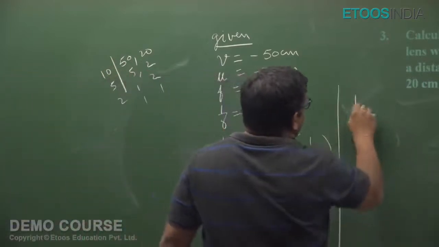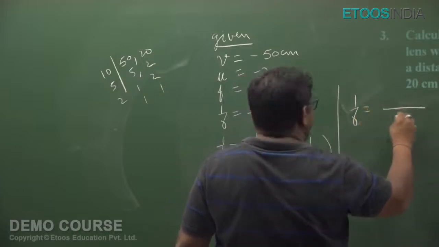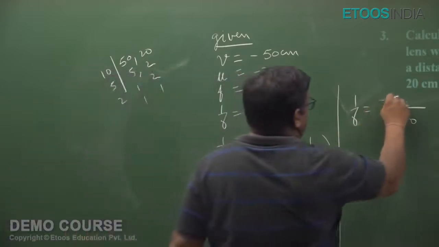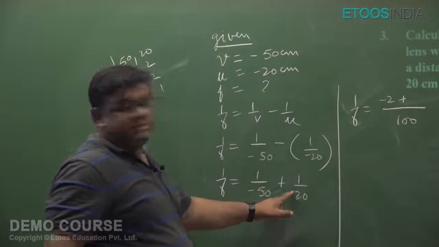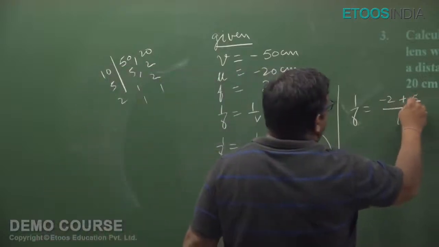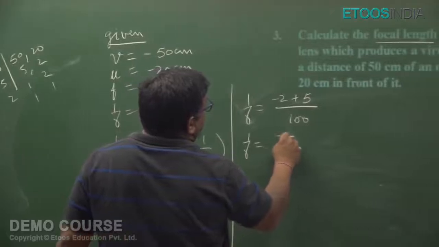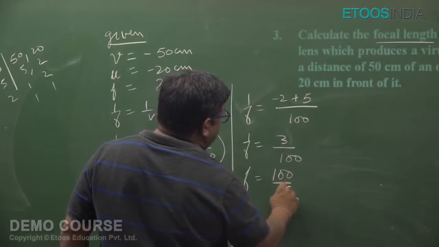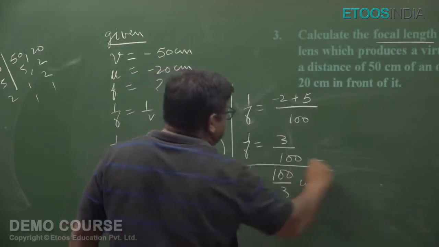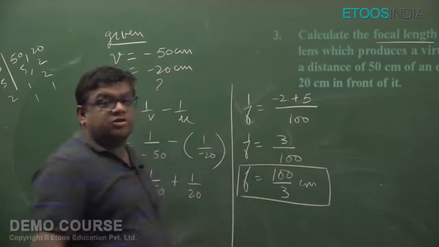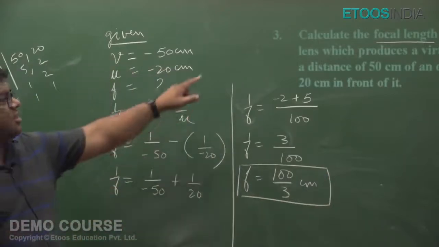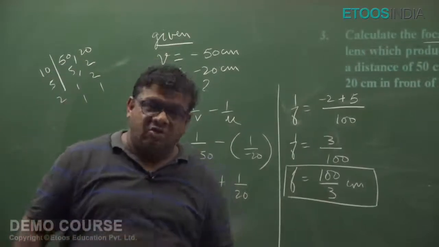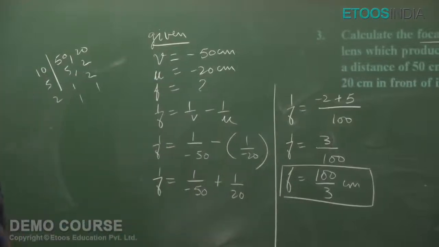So 1 upon F is equal to 100. Now minus 2 and plus 5. So answer is 3 upon 100, or F is equal to positive 100 by 3 centimeter, which means that yes, the answer is coming in positive, which says that it is a convex lens, because focal length of convex lens is always considered positive. Got it? So let's move on to the next question now.